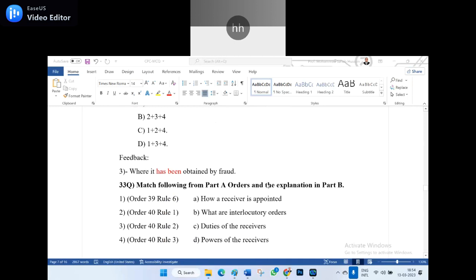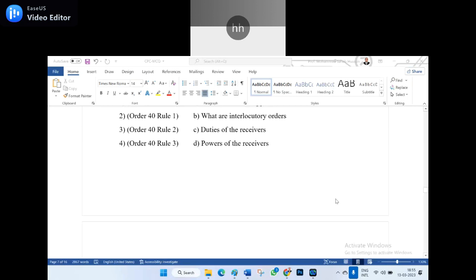Okay, now 33rd question. Match the following, part A, orders, and part B, explanations. In part A there are orders, and in part B explanations. Let me read. 1. Order 39 Rule 6. 2. Order 40 Rule 1. 3. Order 40 Rule 2. 4. Order 40 Rule 3. In part B: A, how a receiver is appointed. B, what are the interlocutory orders. C, duties of the receivers. D, powers of the receivers.